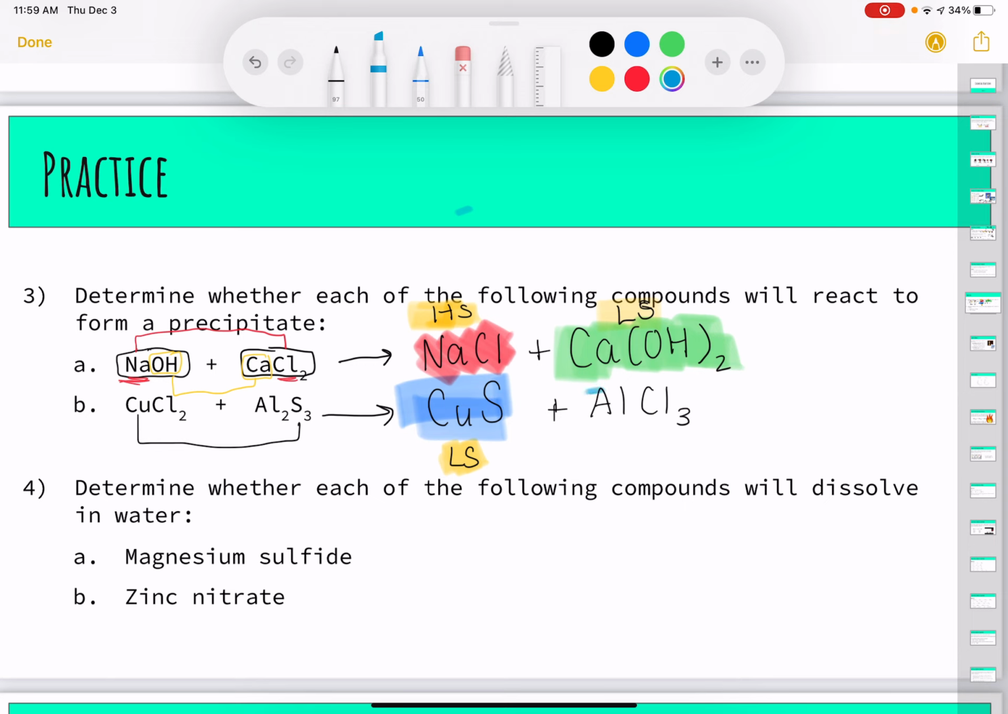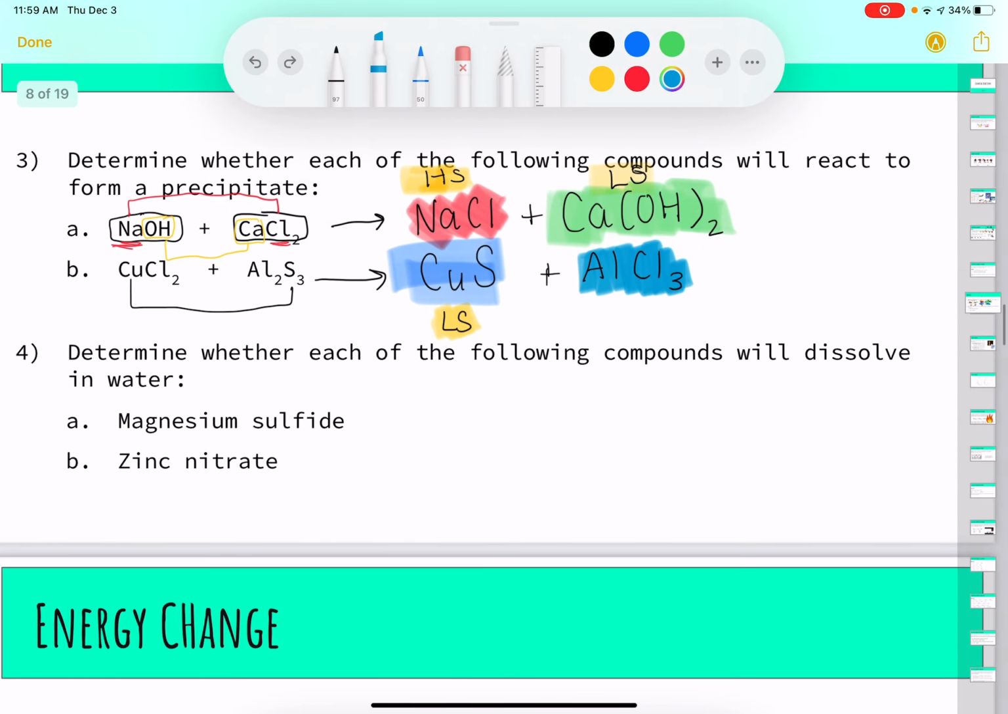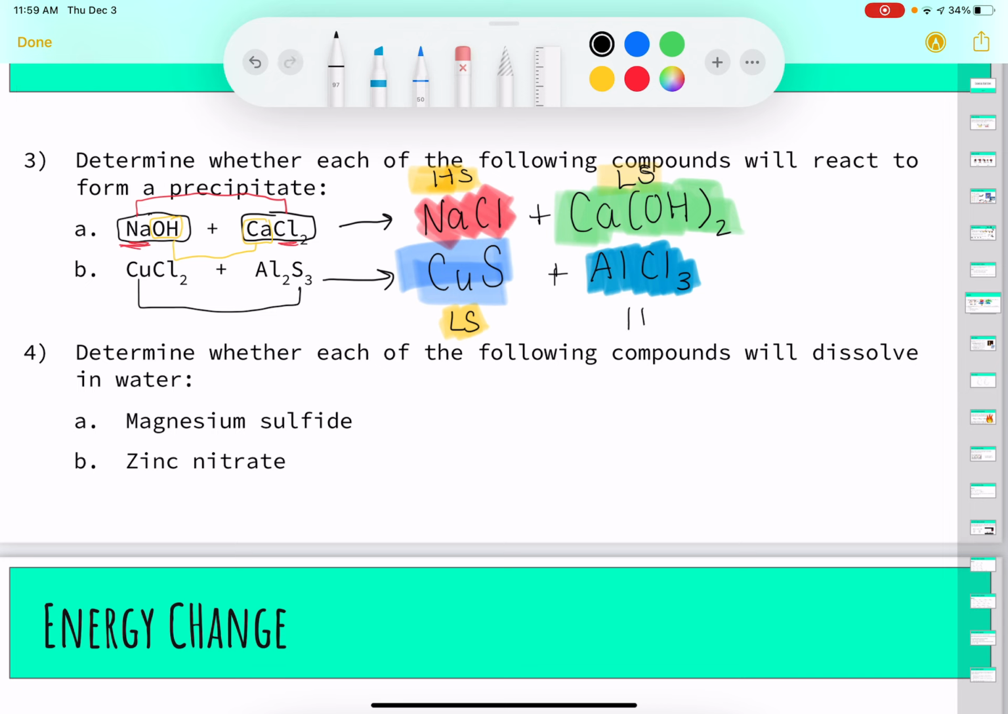Okay, and then let's do one more other color. Our last one here is AlCl3, and we've got to look up Cl, and that's our anion. So Cl is right there, and then Al is aluminum. There's no aluminums here, so it's got to be in the most section. Okay, so that would be high solubility for aluminum chloride. So we write HS, and then that. Okay, so that is how we do that.